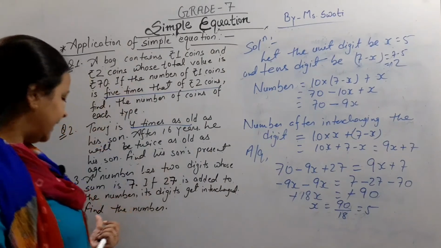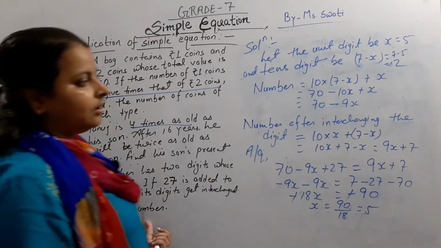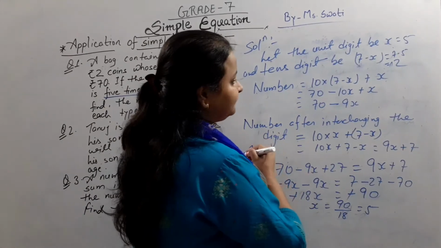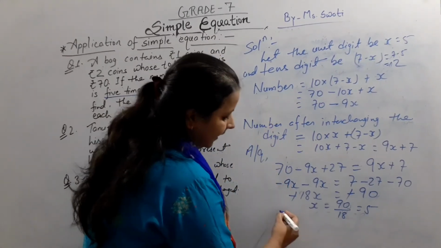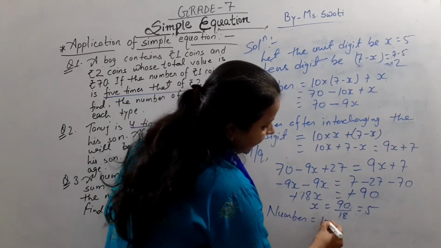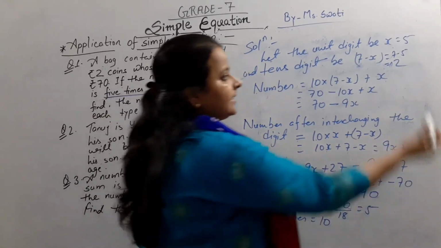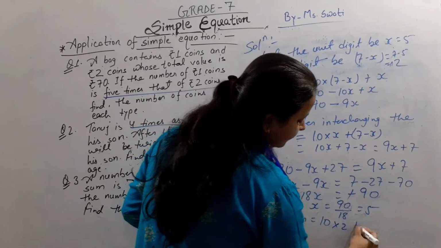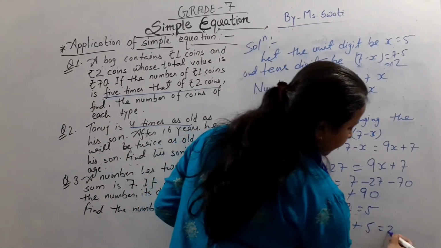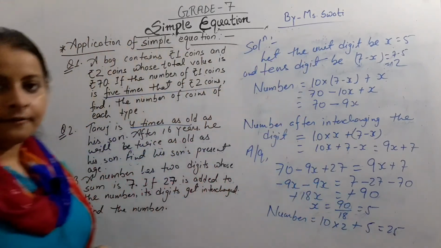So what we have to find out? We have to find the number. So how do we find the number? The number is equal to 10 into the tens digit, which is 2, plus the unit digit, that is 5. The number becomes 25. Okay.